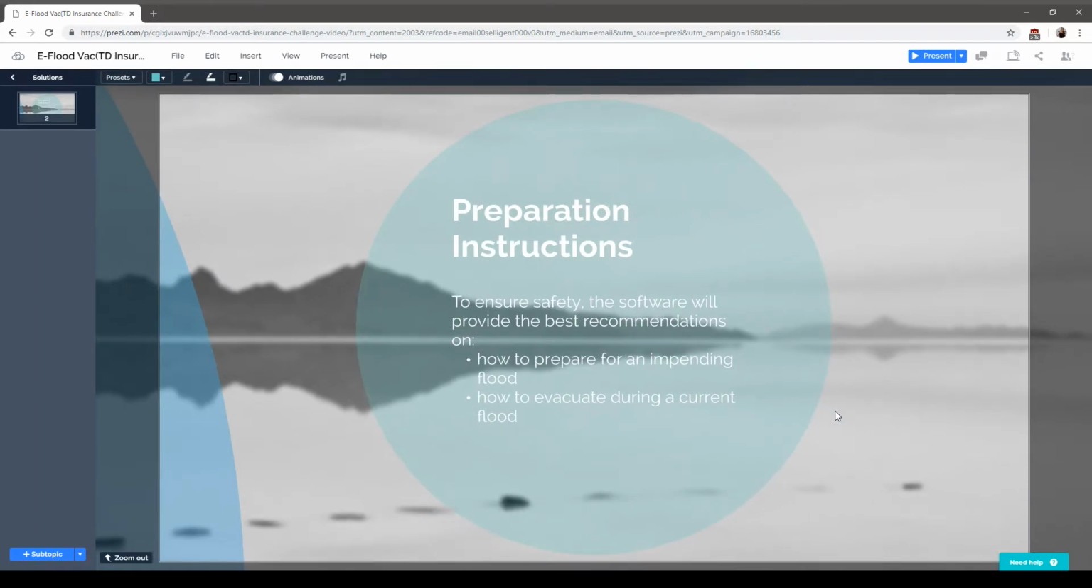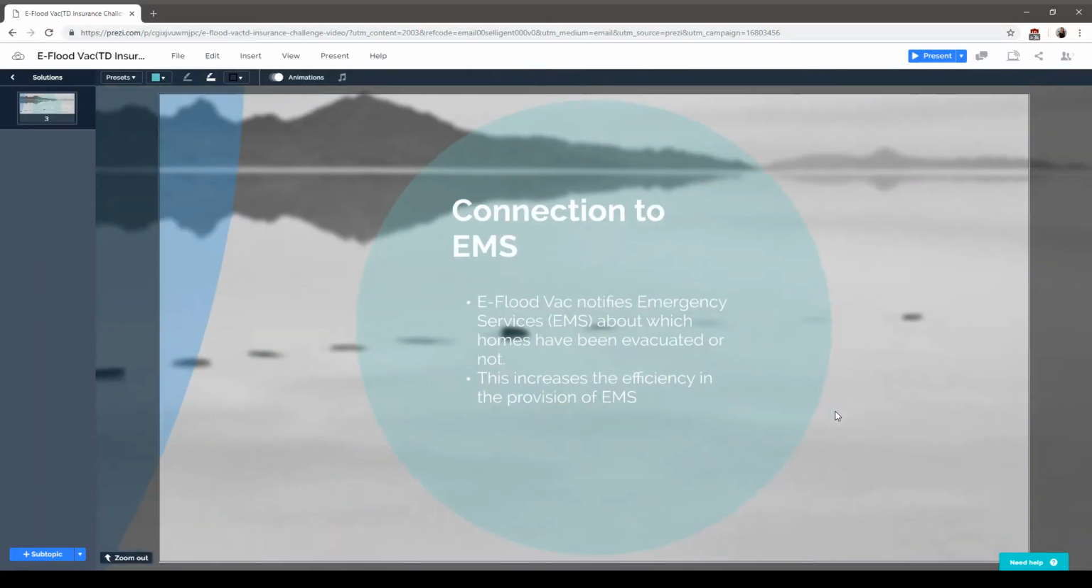Preparation instructions are sent to our users to ensure safety on how to prepare for an impending flood and how to evacuate during a current flood. E-Flood Vac is connected to EMS. We notify the EMS about which homes have been evacuated or not. This increases the efficiency in the provision of emergency medical services.